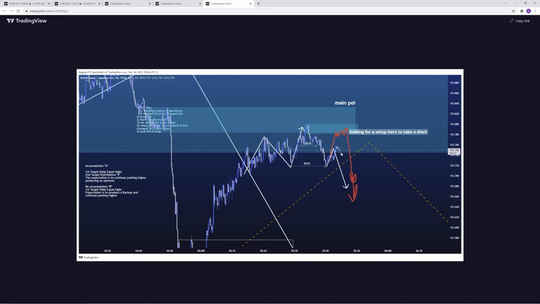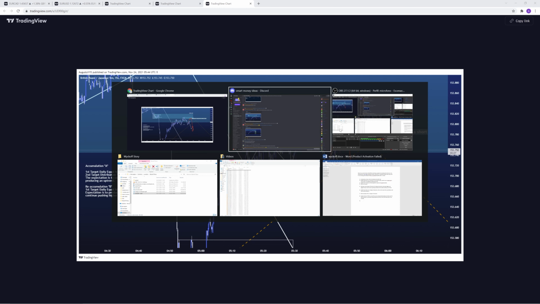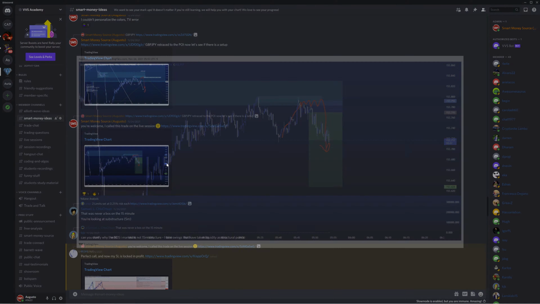So at that moment, I assumed that the most probable scenario was for price to retrace to a premium level in this point of interest and continue setting up from here. When price got to that level, I called a beautiful trade during the live session that ended up hitting 10R as maximum.